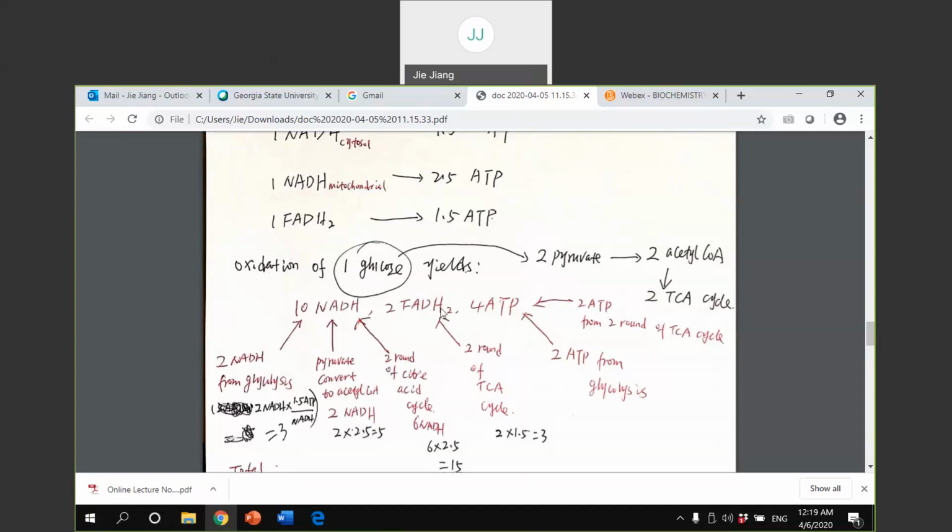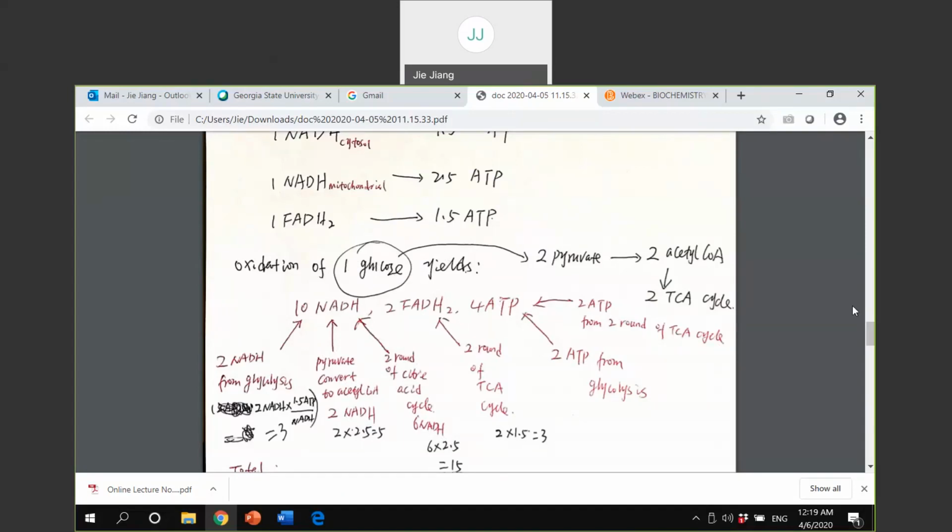And the 2 FADH2 is easier to understand because each citric acid cycle will generate 1 FADH2. You have 2 rounds of TCA from one glucose, so you have 2 FADH2. It's 4 ATP. One glucose will have one glycolysis, which will generate 2 ATP. And then each TCA will generate 1, but you have 2 rounds, so you have 2 ATP. All right, so that's how these numbers come from. Again, it means for one glucose.